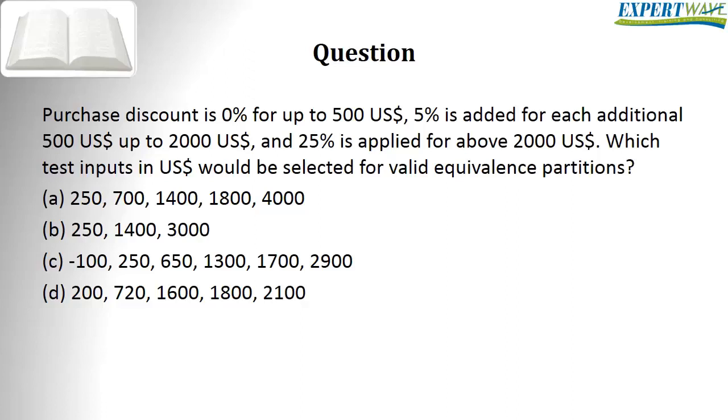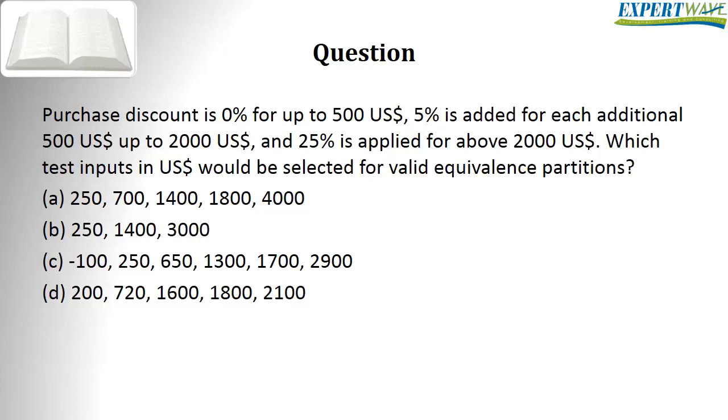Let's solve one of the equivalence partitioning questions together. Purchase discount is 0% for up to $500 US. 5% is added for each additional $500 up to $2,000. And 25% is applied for above $2,000. Which test inputs in US dollars would be selected for valid equivalence partitions? And we have the four answers.